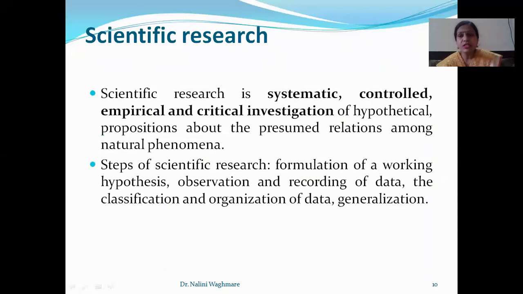Then scientific research is very, very important. Today the whole world is doing scientific research. So here scientific research is systematic, controlled, empirical, critical investigation of hypothetical propositions about the presumed relations among natural phenomena. Steps of scientific research are formulation of working hypothesis, observation and recording of data, the classification and organization of data, then come to the generalization.